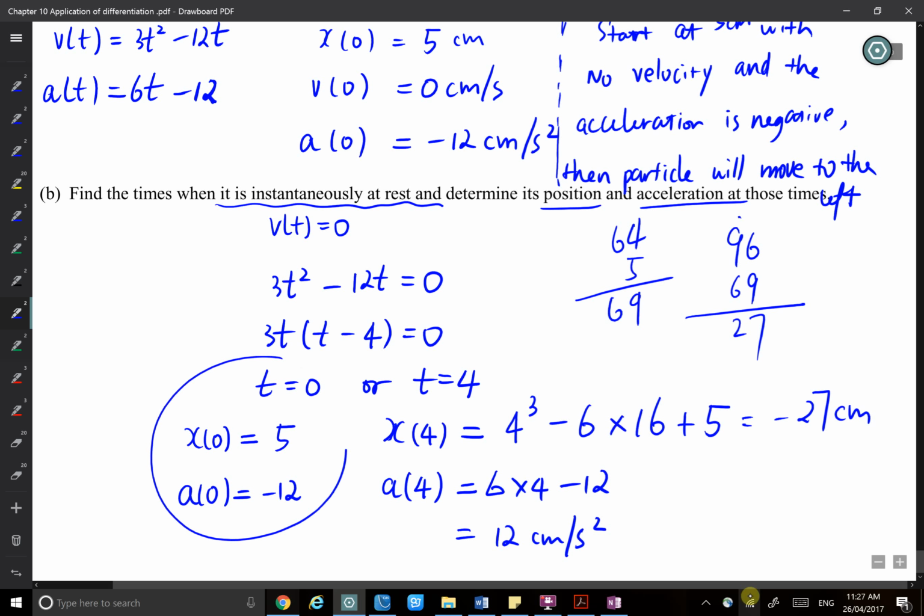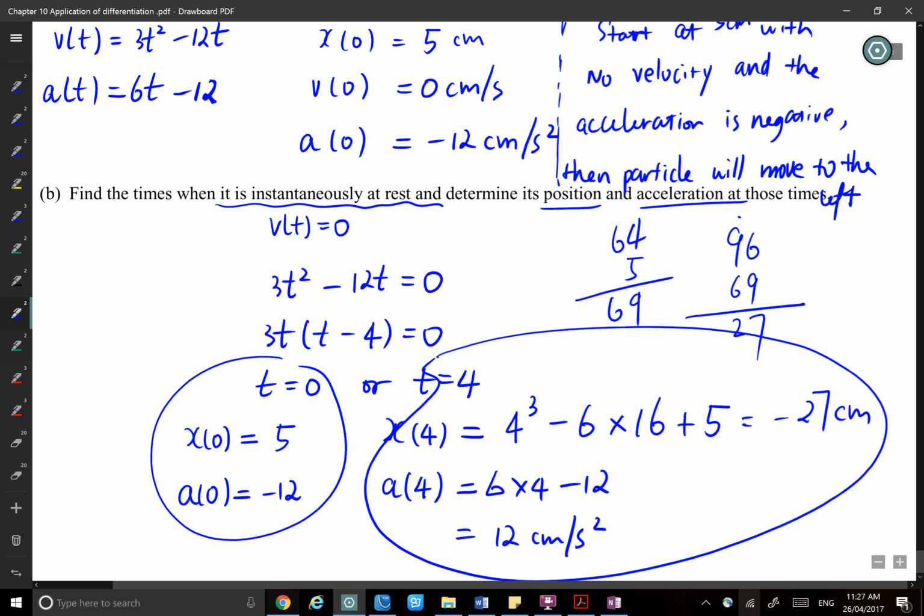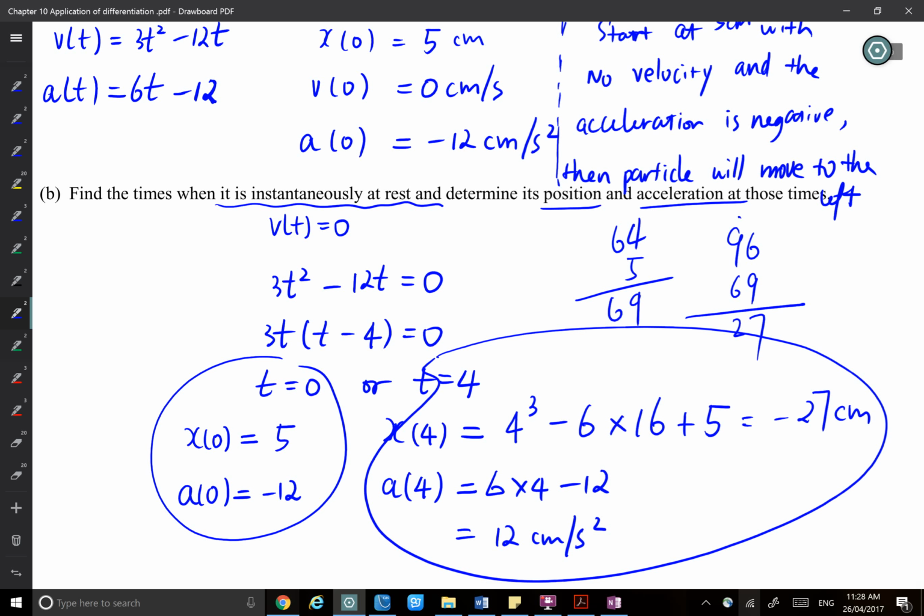Okay, so you have 2 groups of answers here. I'll just finish up this and we'll have revision from the next lesson.